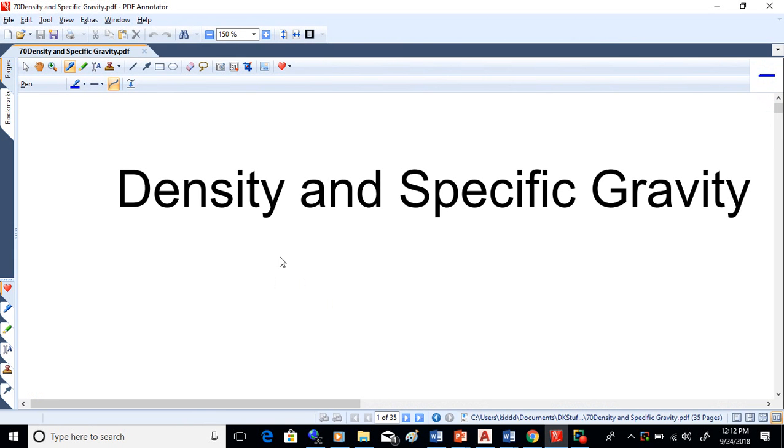Here we go. All right, so density and specific gravity. So let's just start in a little bit on this stuff, just basic hydraulics, okay? So that's the first thing we'll look at.